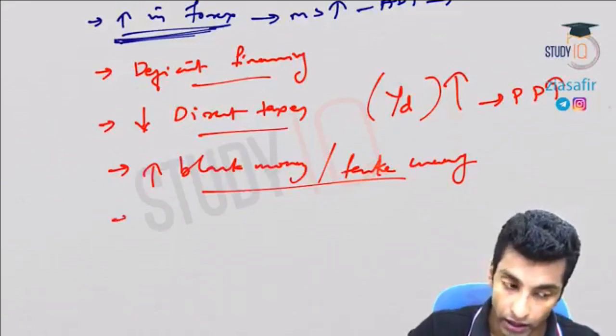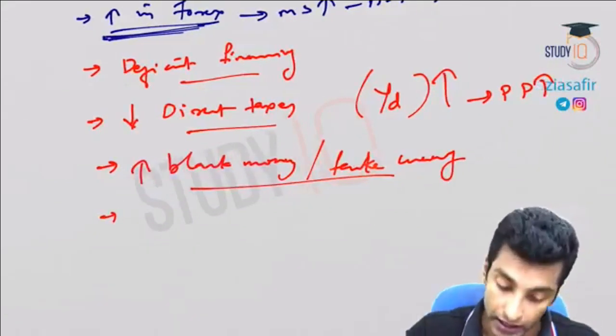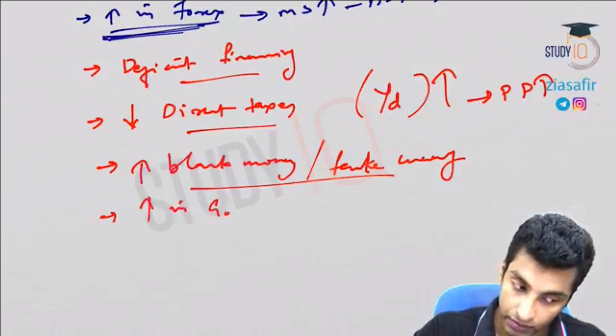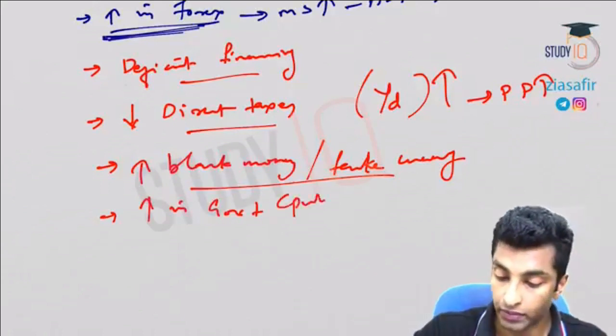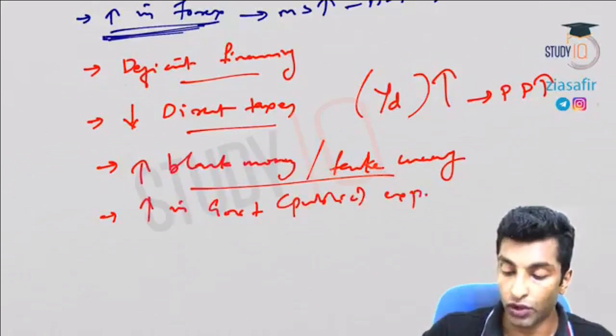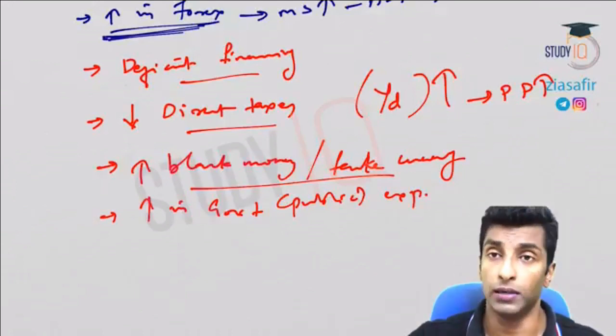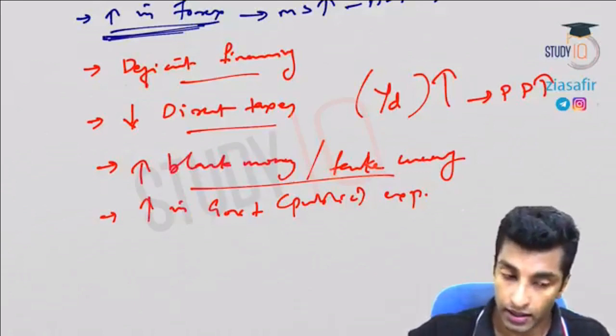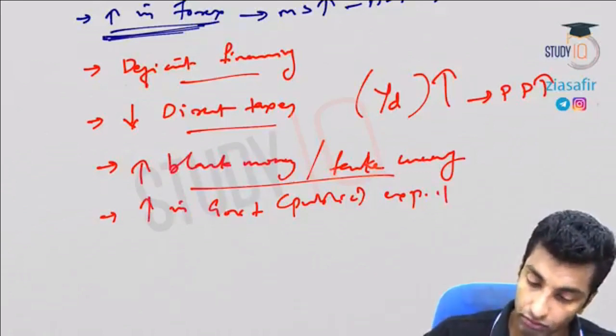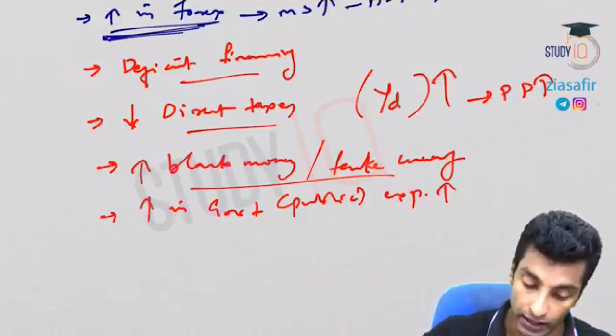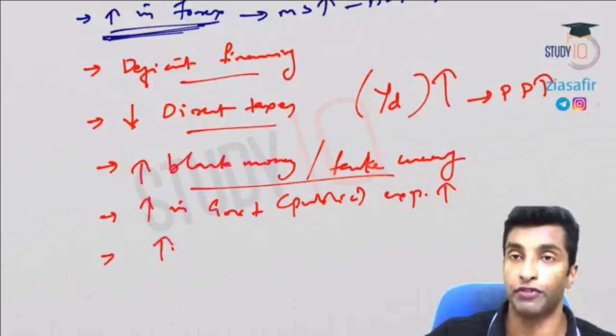For example, increase in government or public expenditure. So what will happen when the expenditure of government is increasing? What does that mean? It means the money supply is increasing, right? So money supply is increasing. So this is also one of the reasons. Similarly, increase in budgetary deficit.